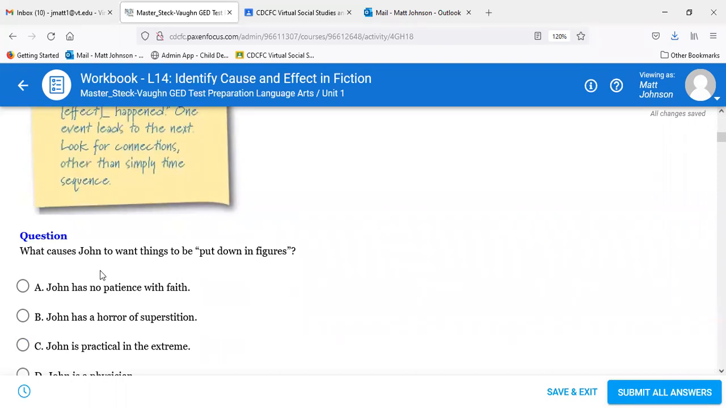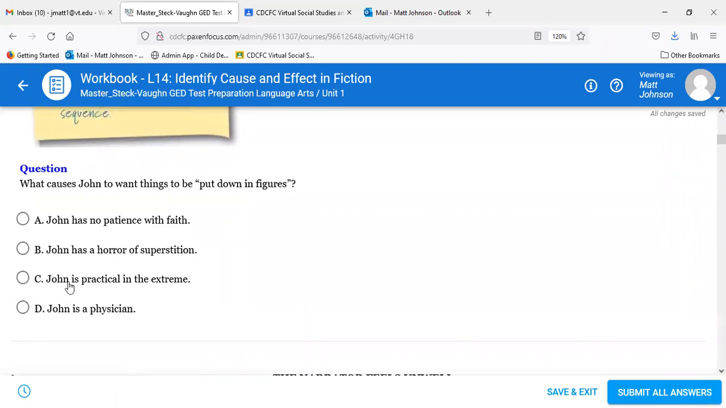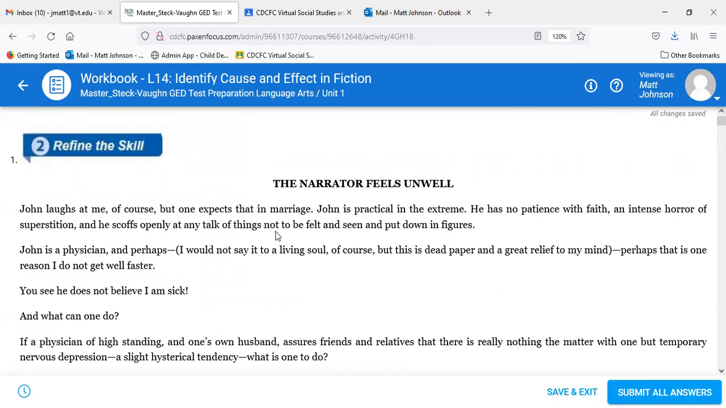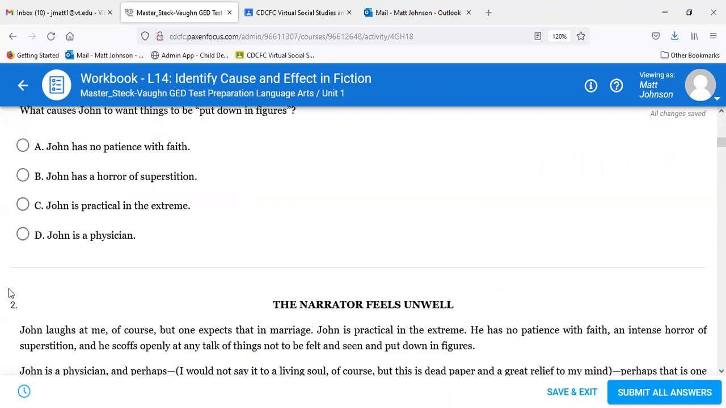Etta, you want to take number 1 here? What causes John to want things to be put down in figures? A, John has no patience with faith. B, John has a horror of superstitions. C, John is practical in the extreme. Or D, John is a physician. A. Well, C. He's a physician. No, it's C because he's practical in the extreme.